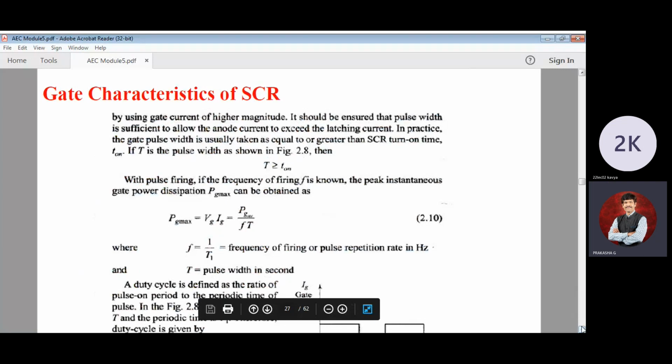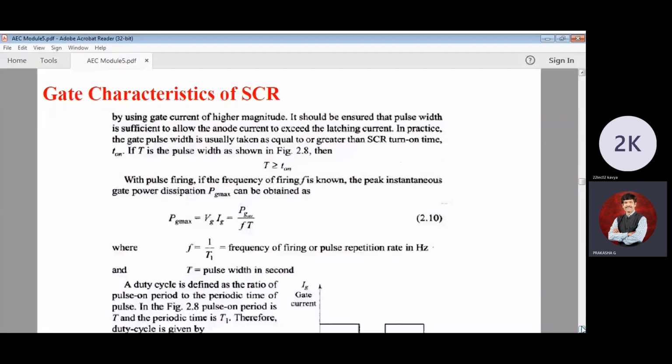By using a gate current of high magnitude, it should be ensured that the pulse width is sufficient to allow the anode current to exceed the latching current. The anode current should be greater than the latching current, and I should appropriately give the gate current.